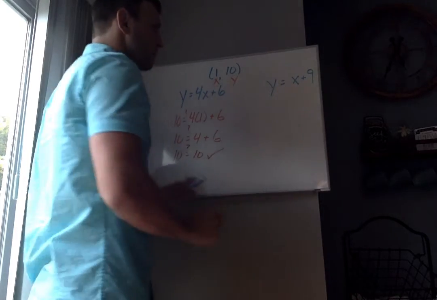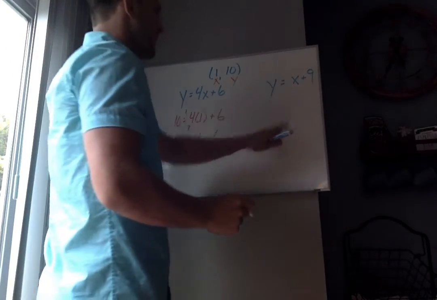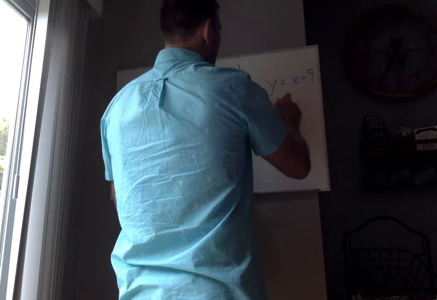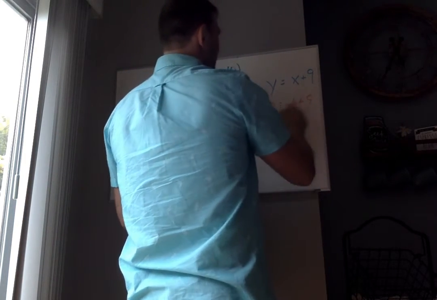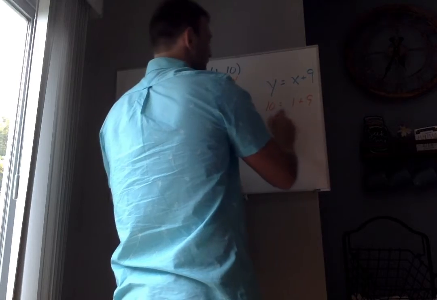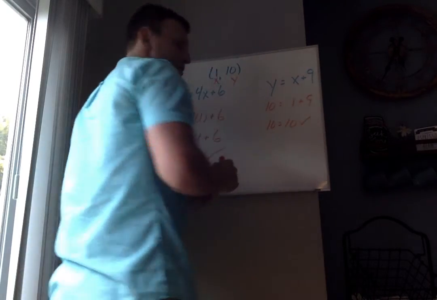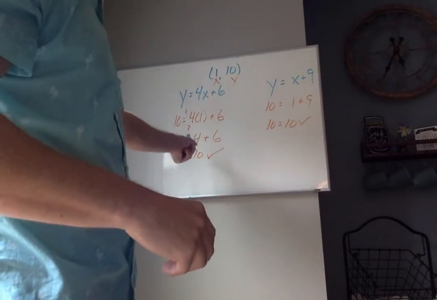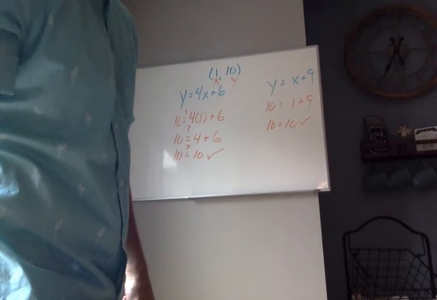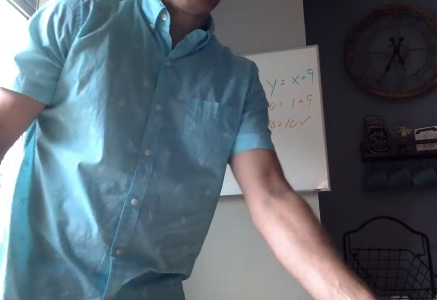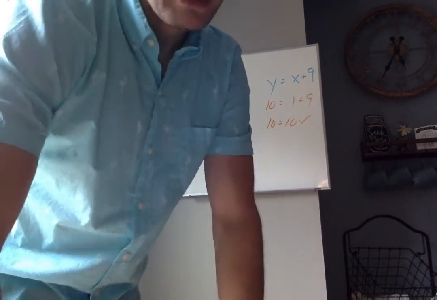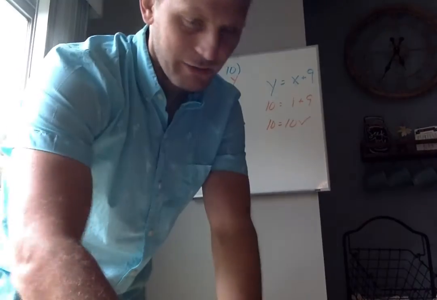And that is true. So now I go ahead to the other equation. I'm going to plug in 10 for y and 1 for x. Is 10 equal to 1 plus 9? And that is true. So because it's true for both equations, the answer is yes. So you have to keep doing that for all of these, and you have to plug it into both equations unless the first one's no.